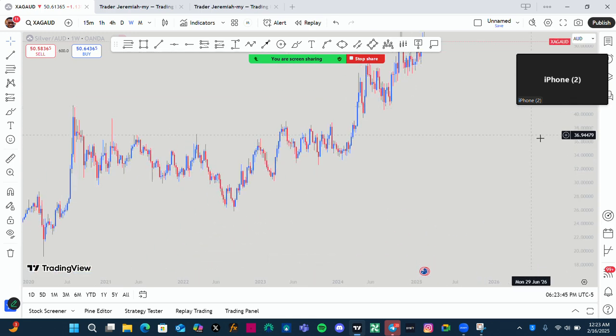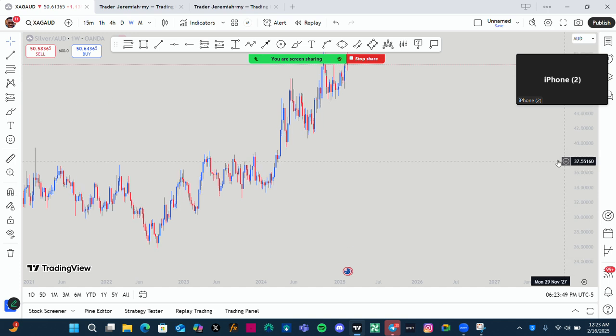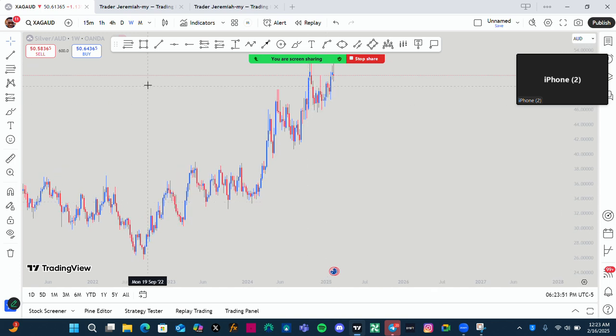Okay, so on the monthly time frame, price is moving to the upside. If I wanted to draw my Fibonacci, I will start from this low, this higher low that caused this impulsive move, as you can see.